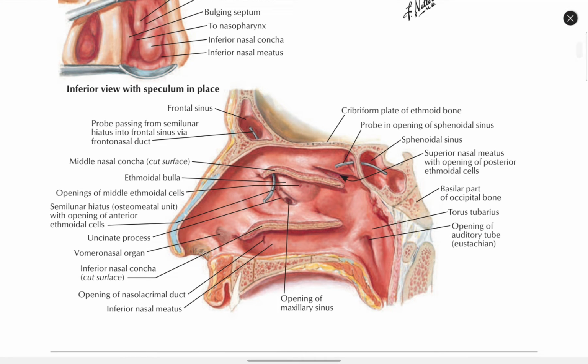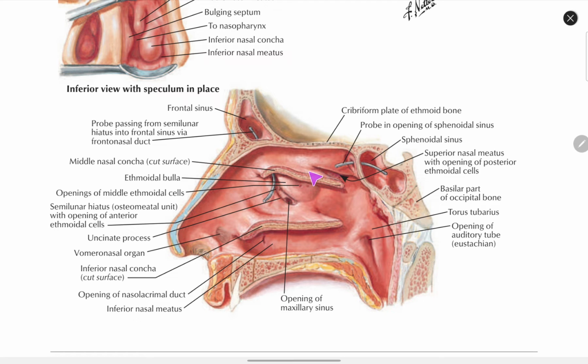Talking about the meatus, they are actually passages beneath the overhanging concha. Each meatus communicates with the nasal cavity proper. Talking about the inferior meatus, it is the largest meatus, and the nasolacrimal duct opens here at the junction of the anterior one-third and the posterior two-thirds. The nasolacrimal duct is guarded by a valve of Hasner.